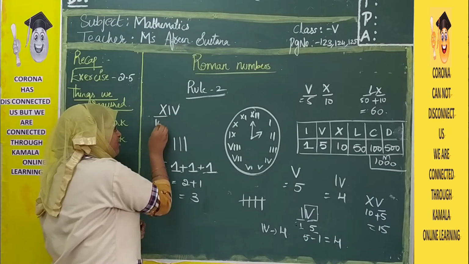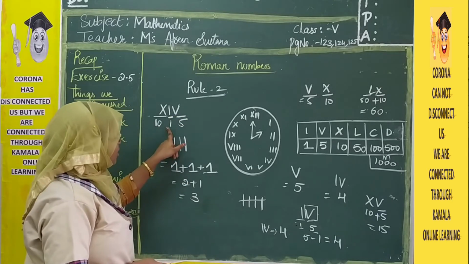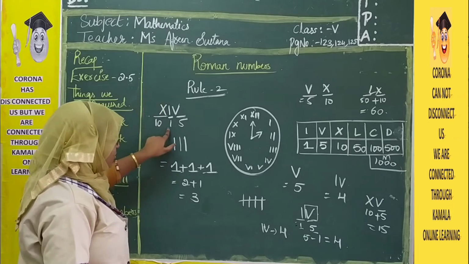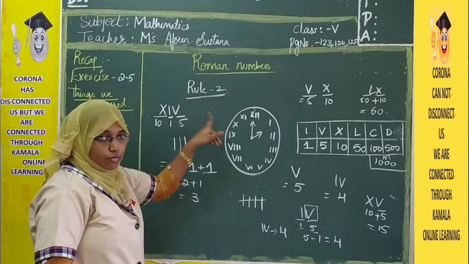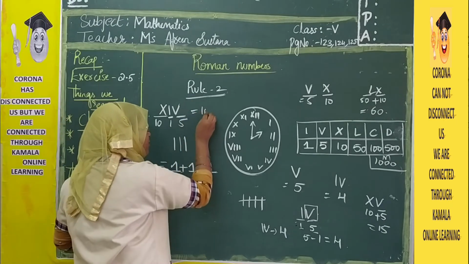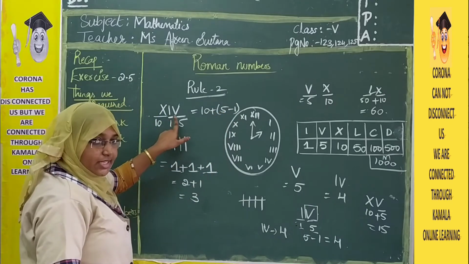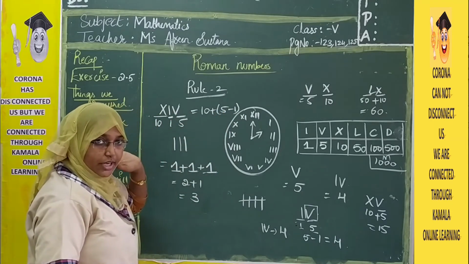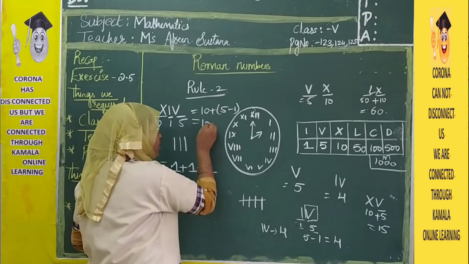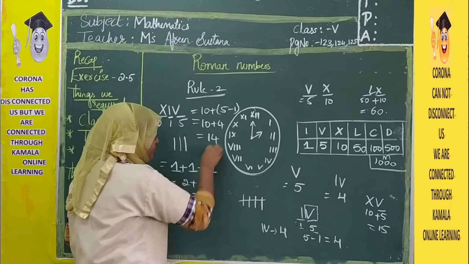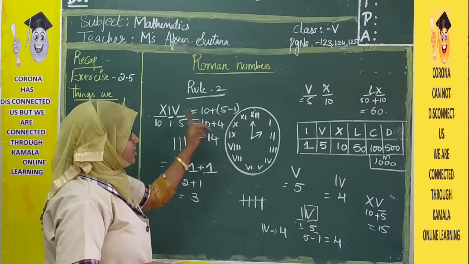Now this is 10, this is 1, this is 5. So now 1 is less than 10, 1 is also less than 5, but as it is written in between, now how to find? We will subtract this 1 from the next numeral, that is from 5. So 10 will be there, plus 5 minus 1. The smaller numeral will be subtracted from the next following greater numeral. So that is 5. So 5 minus 1 is 4. So 10 plus 4 is 14. So when a smaller numeral is written in between, we will subtract it from the next numeral.